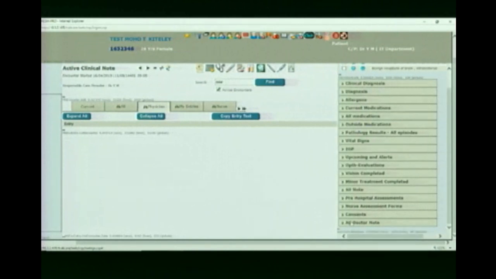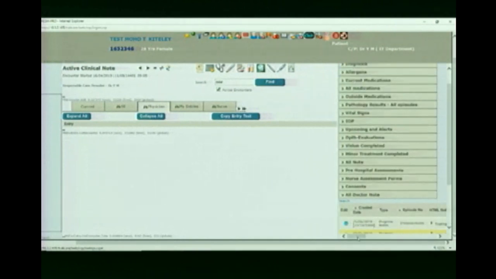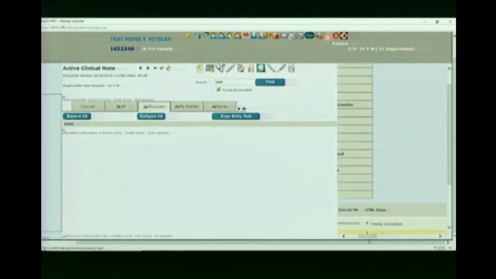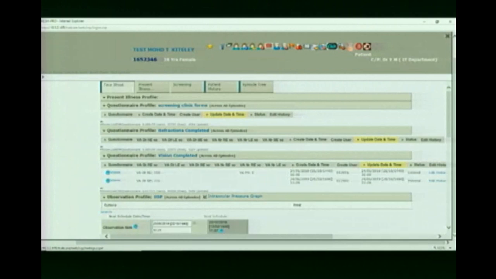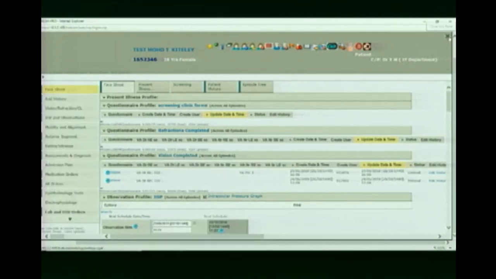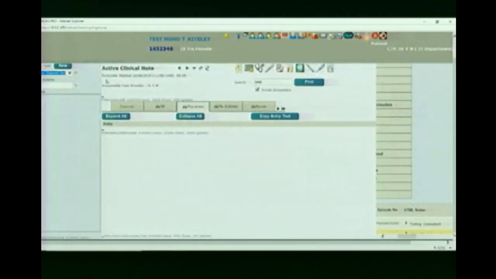Here, all doctor notes, and you can read here. If it's small and you would like to read in bigger way, you can click this icon to open the doctor notes. But once you use the active clinical note, you can check it from here, physician, and here clinical profile.